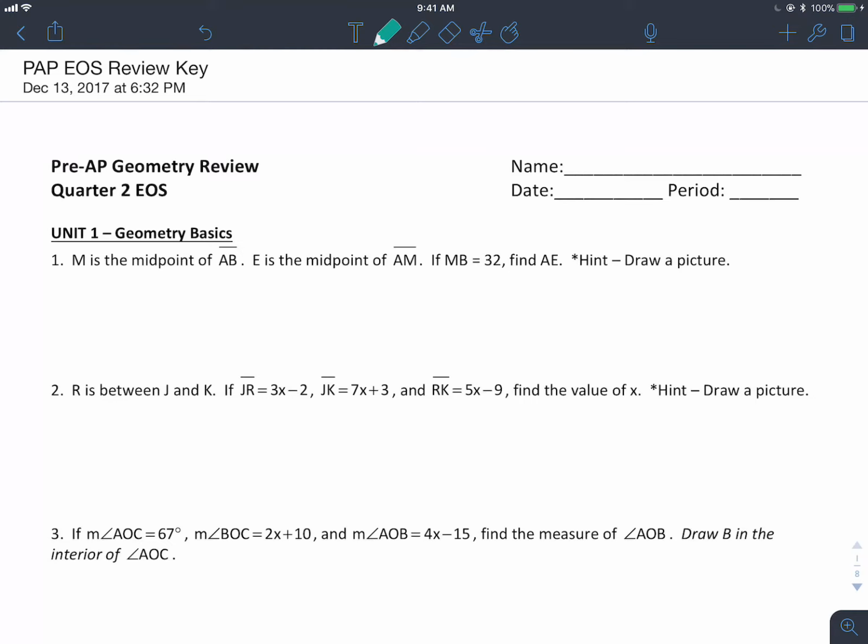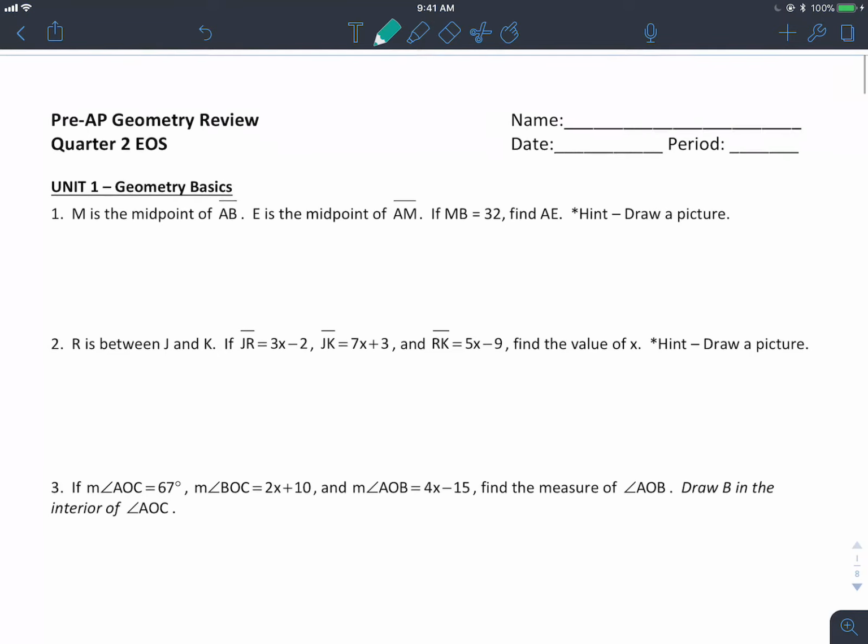Hey guys, so instead of one big video, we are going to do one for each section. For this section, I'm just going to be going over the Unit 1 questions, so basically the first page or so.